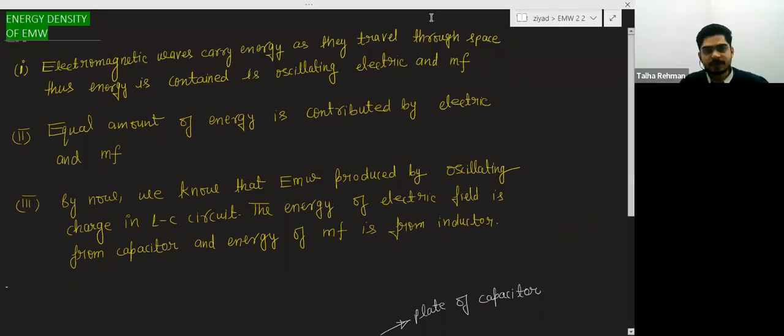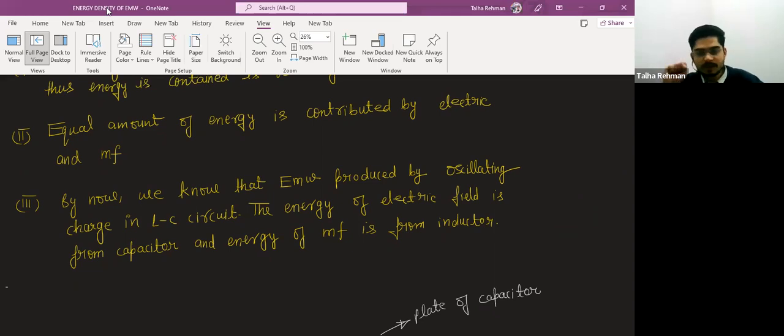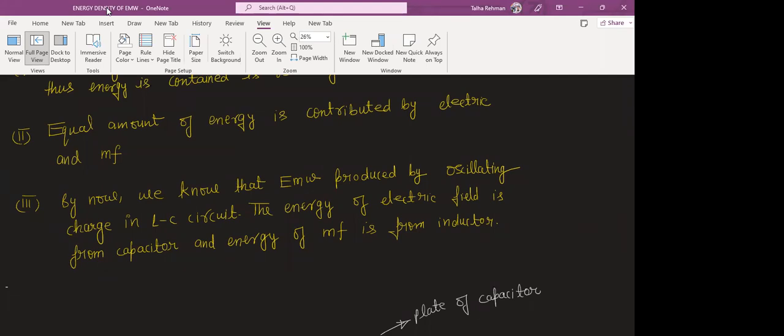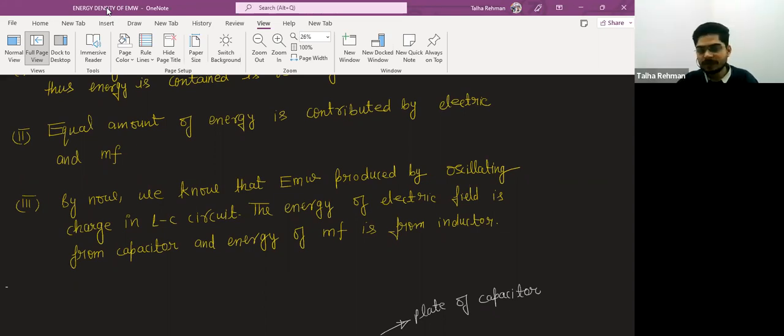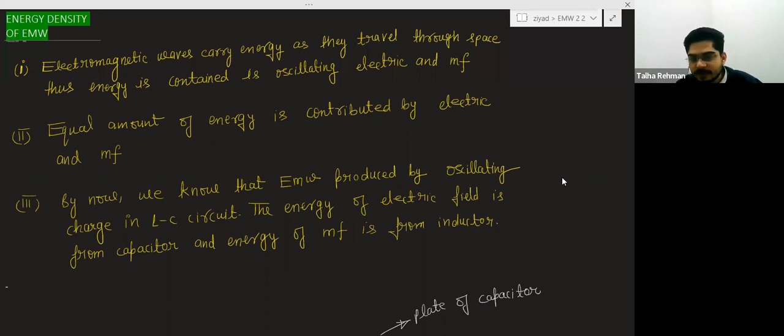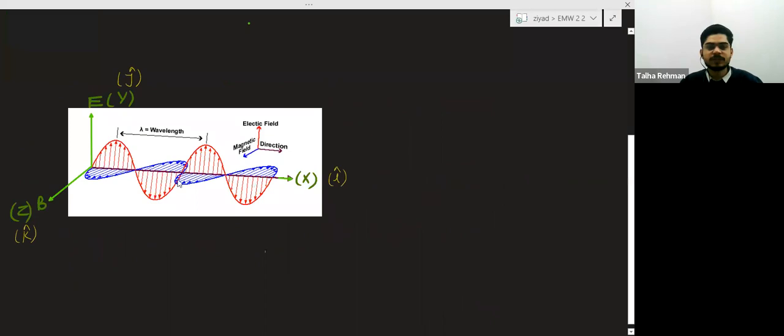And we have seen here in electromagnetic wave, energy is carried by the electric field as well as the magnetic field. Because in electromagnetic wave, what are the fields? Electric field and magnetic field are there. And electric field and magnetic field are oscillating perpendicular to each other. You can see here.